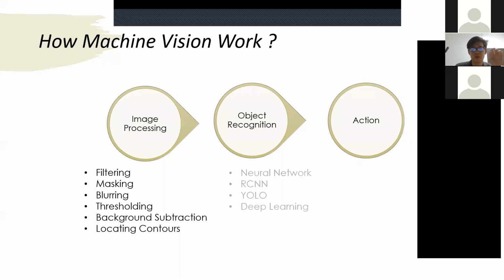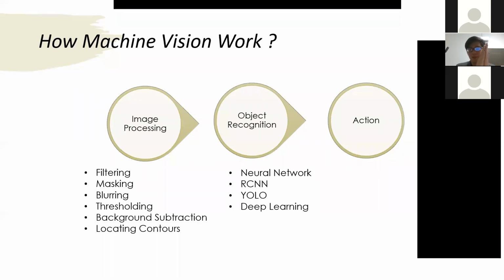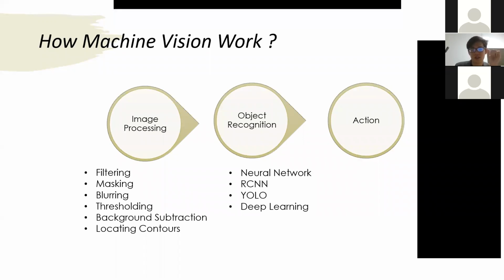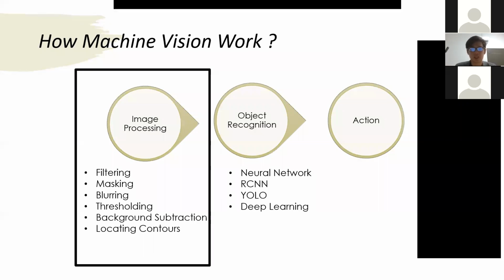I will also talk about what object detection is. After you filter the image, all the noise and everything you do not want is already taken out. So you are left with the filtered, processed image. You pass it into an object recognition algorithm. What is conventionally used is a neural network, RCNN, YOLO, You Only Look Once, deep learning, and other methods. These four are what is used in the market. Lastly, you pass it into the machine and whatever action you want, you just program the machine to do. Today I'll focus on image processing.